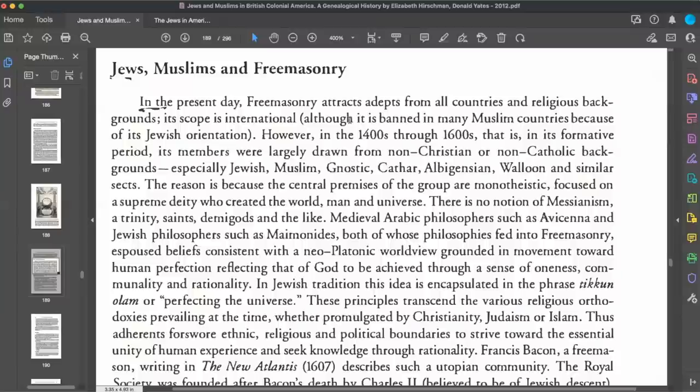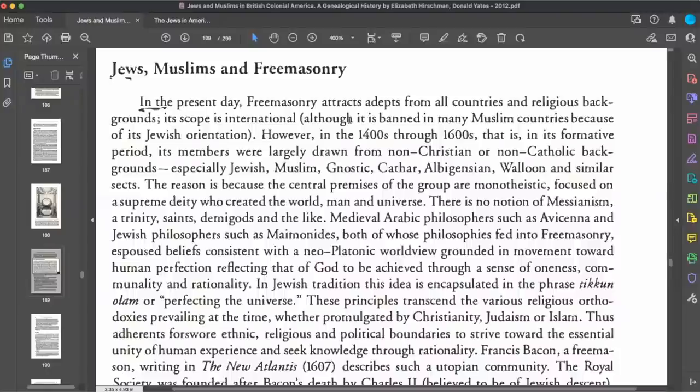The reason is because the central premises of the groups are monotheistic, focused on a supreme deity who created the world, man, and universe. There is no notion of messianism, a trinity, saints, demigods, and the like. Medieval Arabic philosophers such as Avicenna and Jewish philosophers such as Maimonides, both of whose philosophies fed into Freemasonry, espoused beliefs consistent with a Neoplatonic worldview, grounded in movement toward human perfection, reflecting that of God, to be achieved through a sense of oneness, communality, and rationality. In Jewish tradition, this idea encapsulated the phrase tikkun olam, or perfecting the universe. These principles transcend the various religious orthodoxies prevailing at the time, whether promulgated by Christianity, Judaism, or Islam.